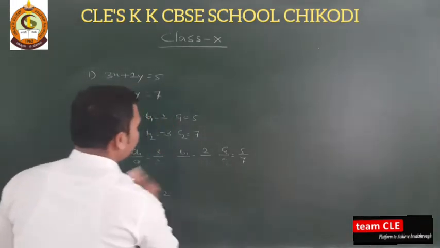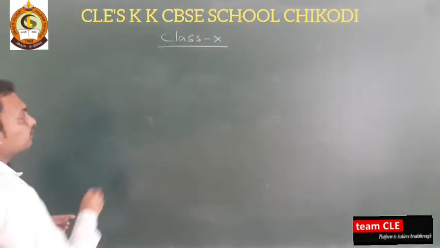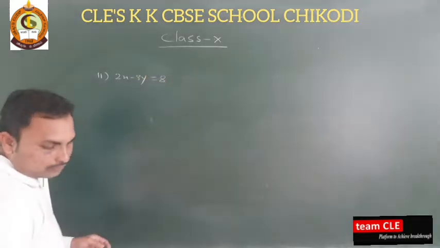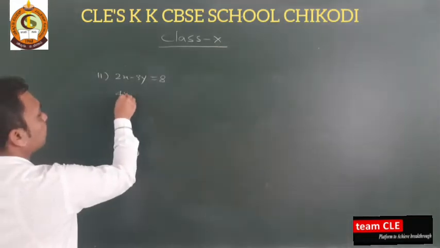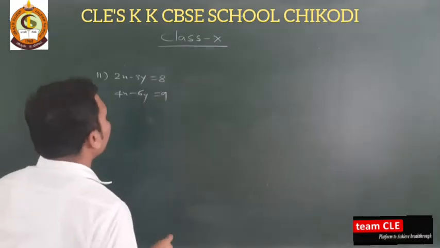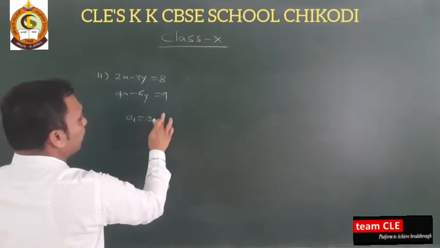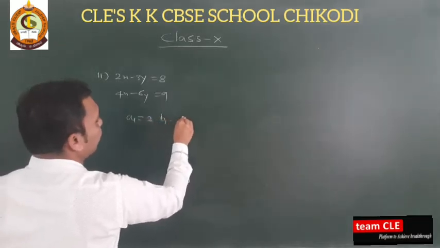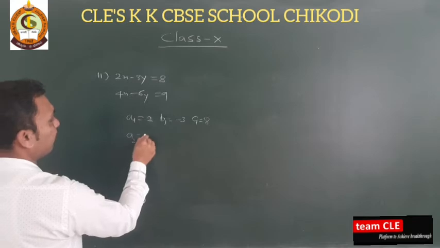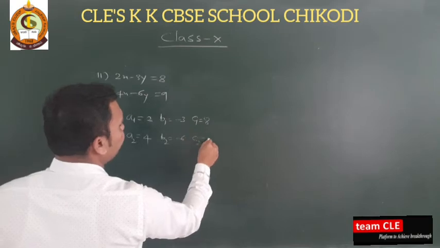Now I'll go with the second example. 2x minus 3y is equal to 8, 4x minus 6y is equal to 9. These are the two pair of linear equations. Now A1 we have 2, B1 we have minus 3, C1 we have 8. Next A2 we have 4, B2 we have minus 6, C2 we have 9.